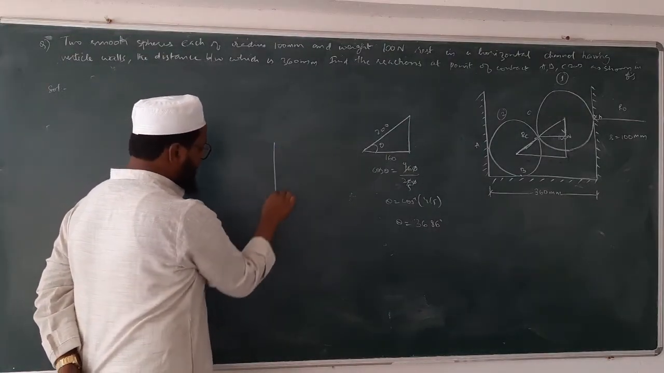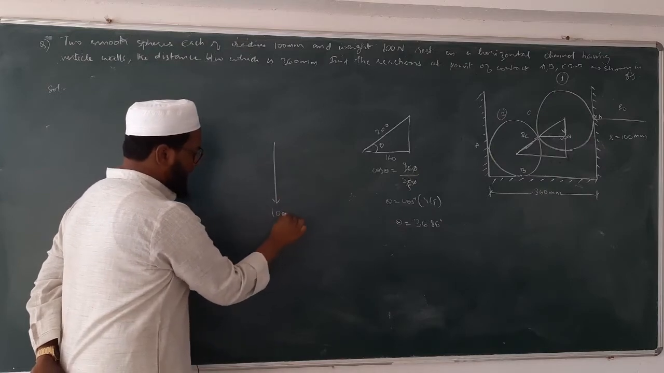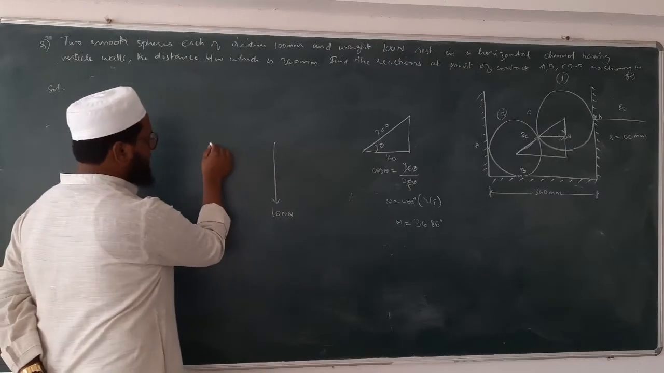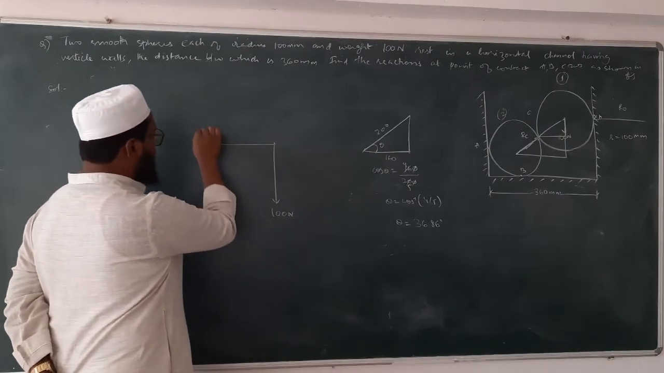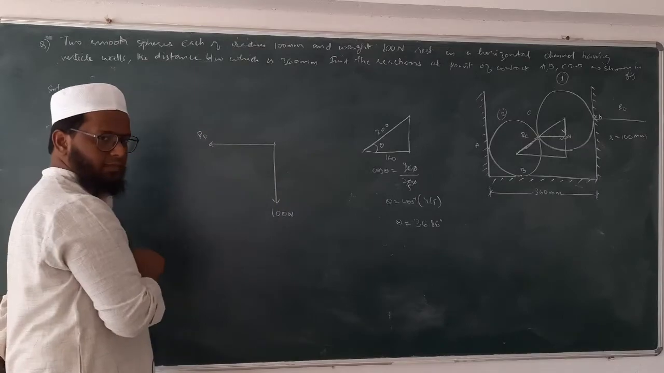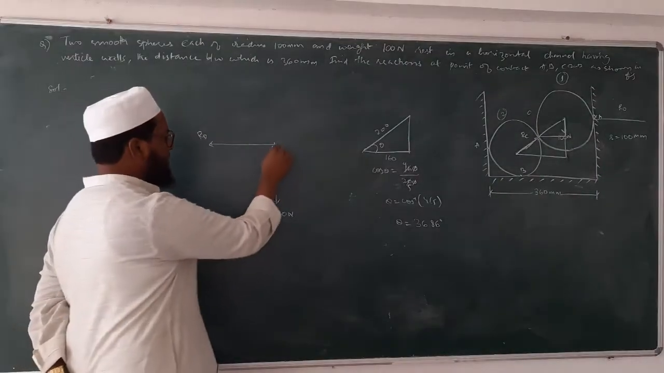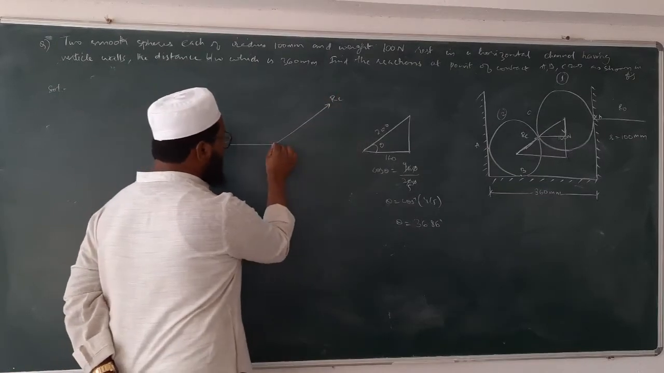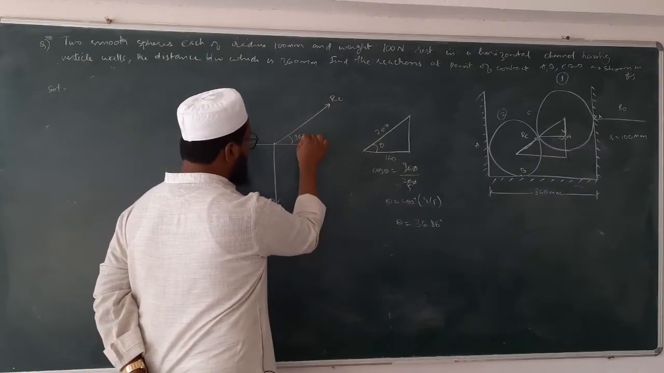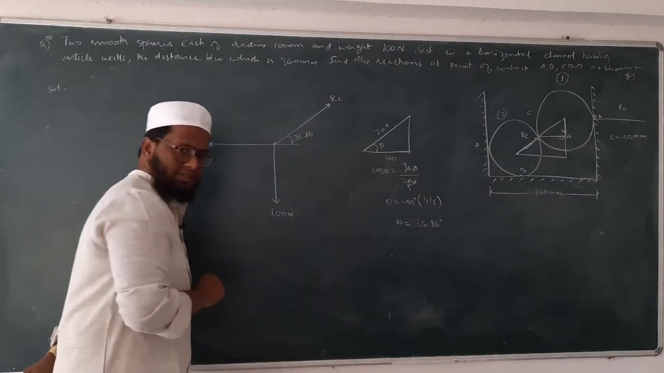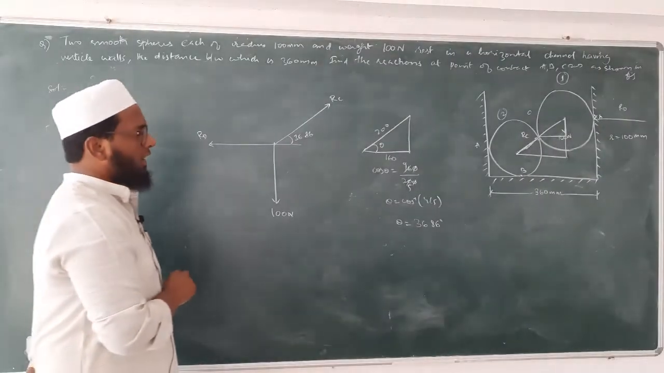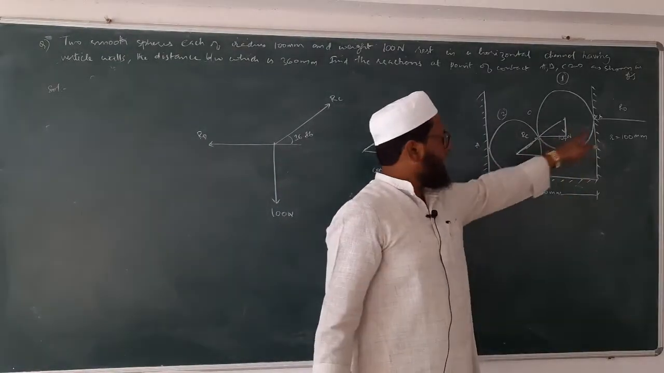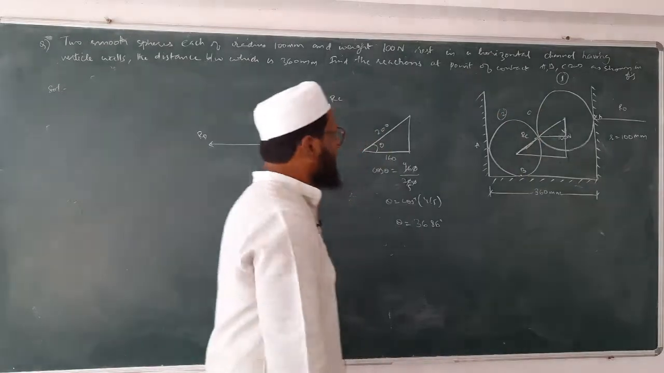So what is the weight? 100 newtons. Next is RD. Then we have RC. What is the inclination of RC now? 36.86 degrees. Now any other force we have? We have one force which is going in downward direction, RC and RD. That's it. No other forces we have.